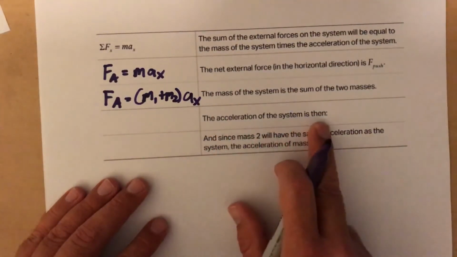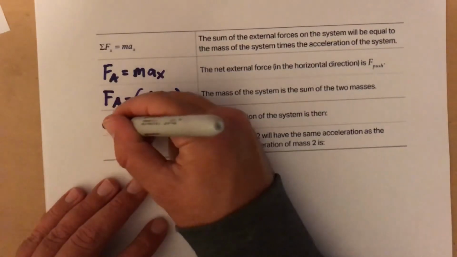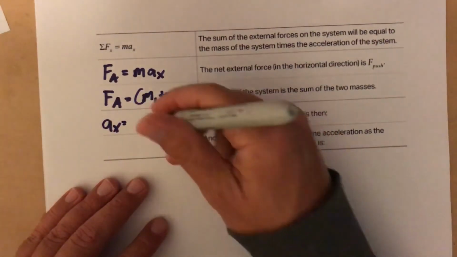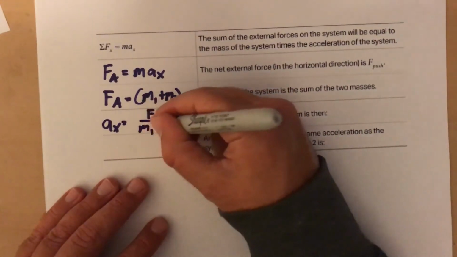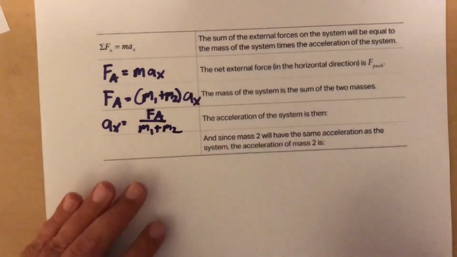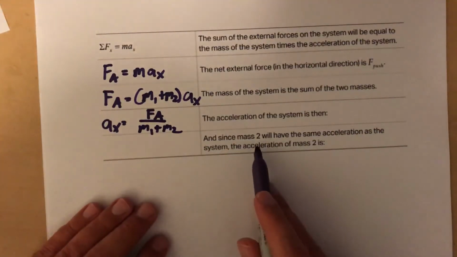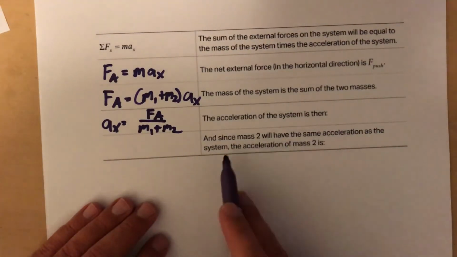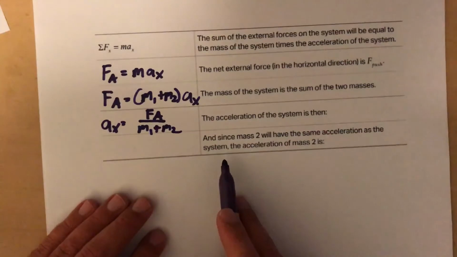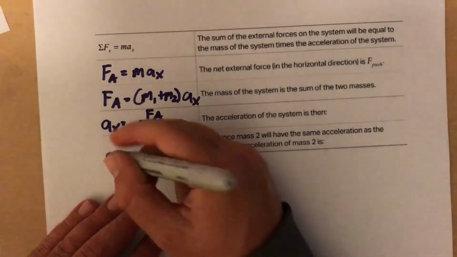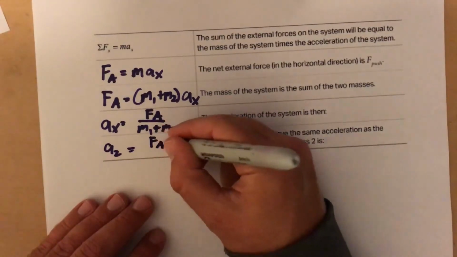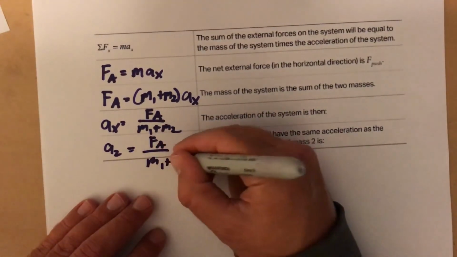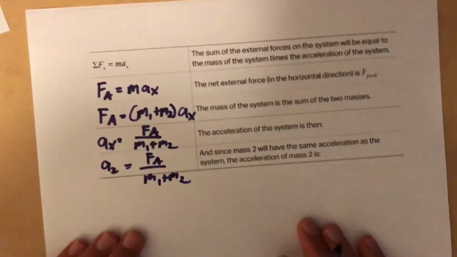So the acceleration of the system is then, let's solve for it. The acceleration of the system is equal to the applied force over the combined mass of the two there. And since mass 2 will have the same acceleration as the system, that's both of them together, then the acceleration of mass 2 is the same. So the acceleration of 2 will also be the applied force over mass 1 plus mass 2, like that.